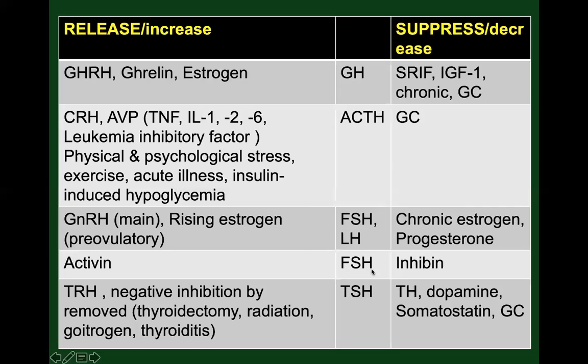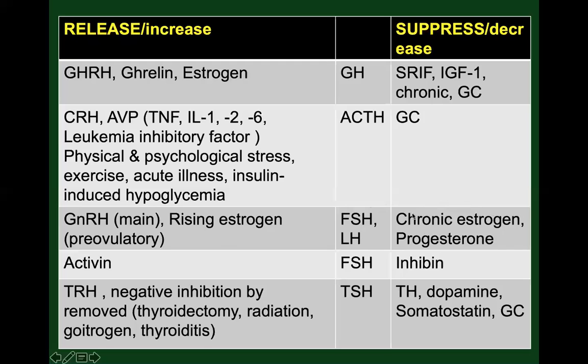Now, for your gonadotropins, which are the FSH and your LH, the gonadotropin releasing hormone is the main releasing factor. However, rising estrogen, which usually occurs in pre-ovulation of females, will increase this one. Okay. However, chronic estrogen and progesterone will cause inhibition of your gonadotropin. So it says here chronic because this one is a rising estrogen. It would be a different effect.